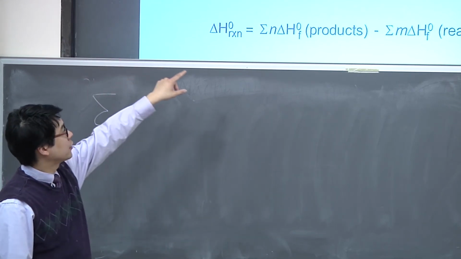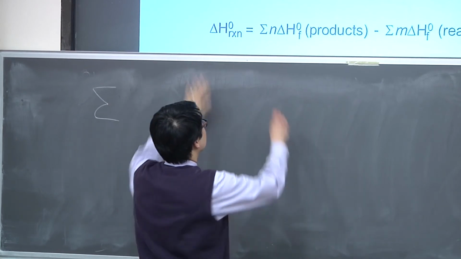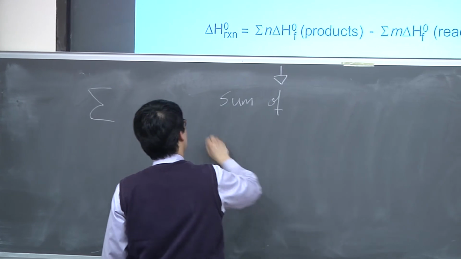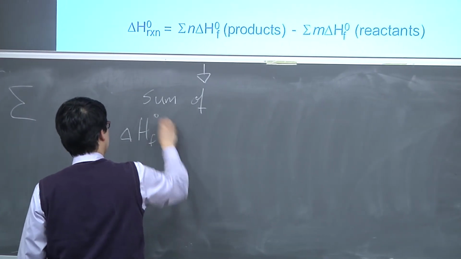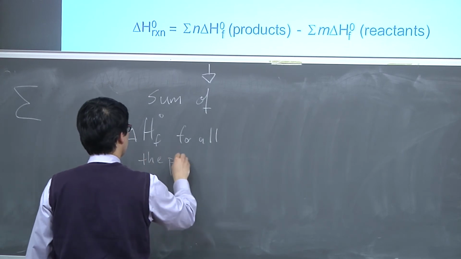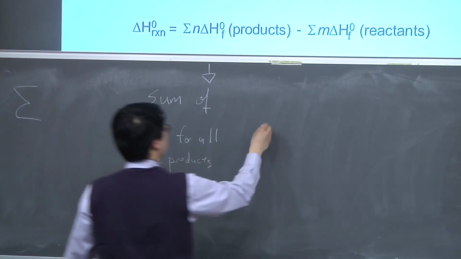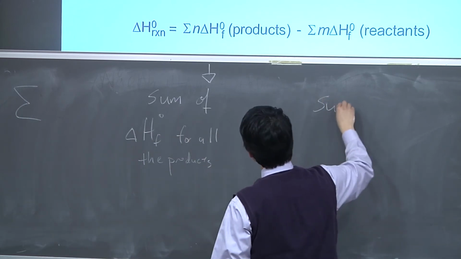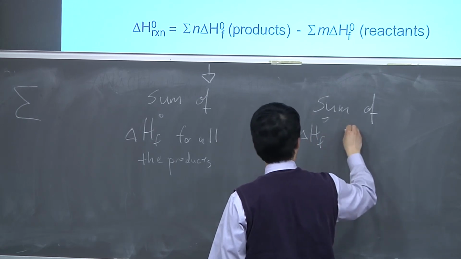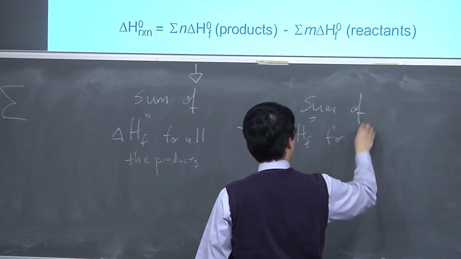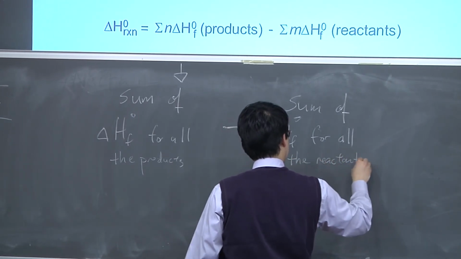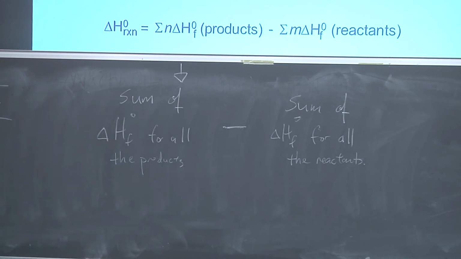So the delta H of the reaction equals the sum of delta Hf naught for all the products, minus the sum of delta Hf naught of formation for all the reactants. That's a little less scary, right?